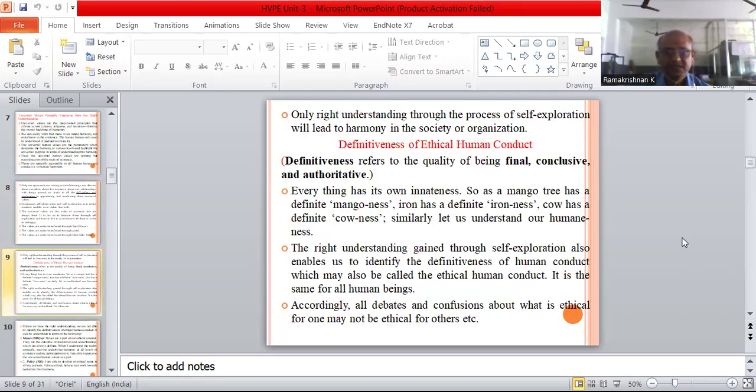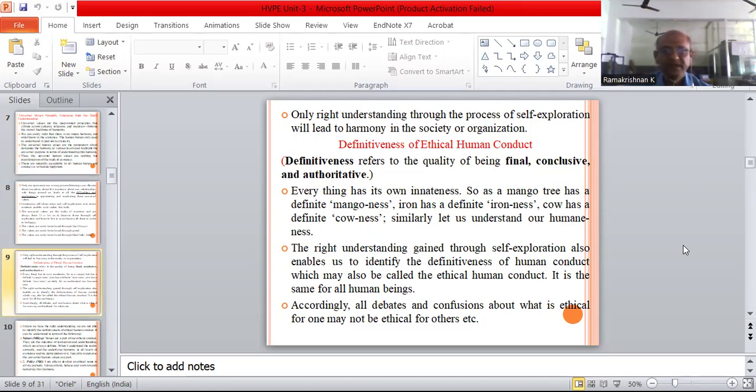Next, we could consider the definitives of the human conduct. The literal meaning of the word definitives is being authoritative and final in all our action, word, statement. So, for example, a coconut tree has the definitive coconutness, a mango tree has mangoness, iron has ironness. Similarly, human also has the definitive humanness.